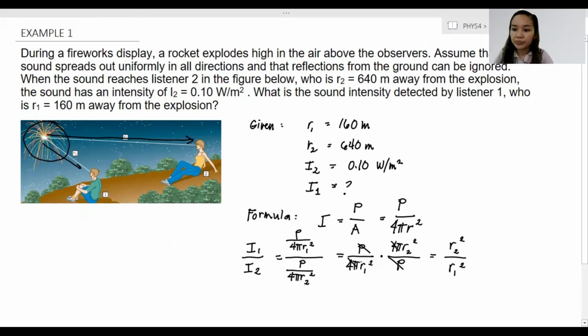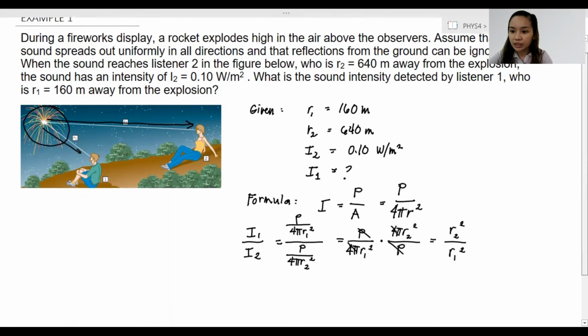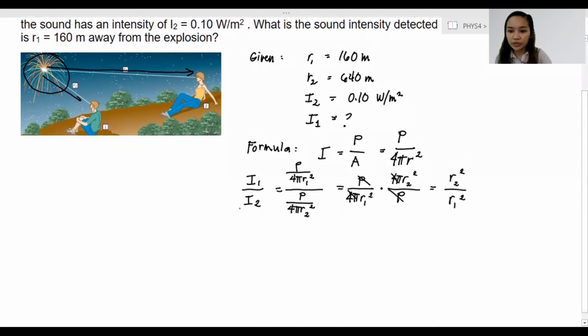Now we have derived a relationship of the two. This is I1 over I2 equal to R sub 2 squared over R sub 1 squared. Now, what we are going to do with this equation is transpose it in order to come up with the formula where we can get the value of I sub 1, our sound intensity that was detected by listener 1.